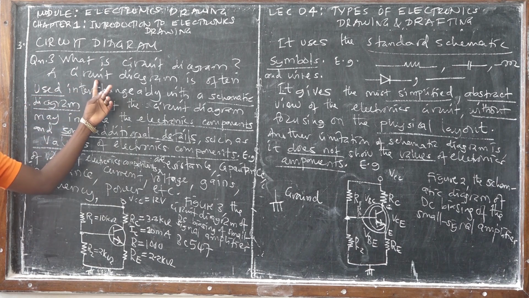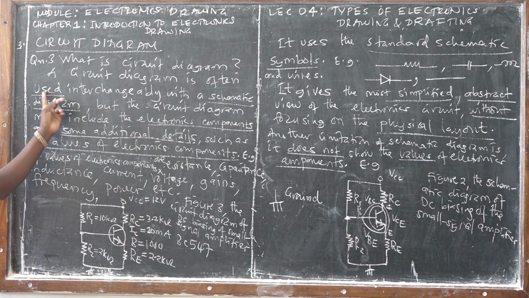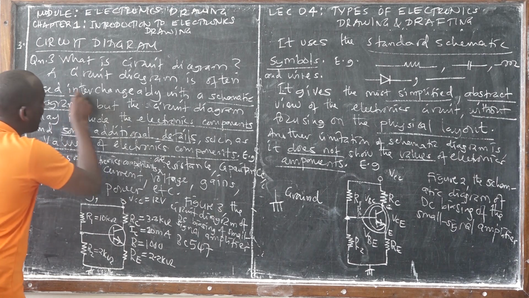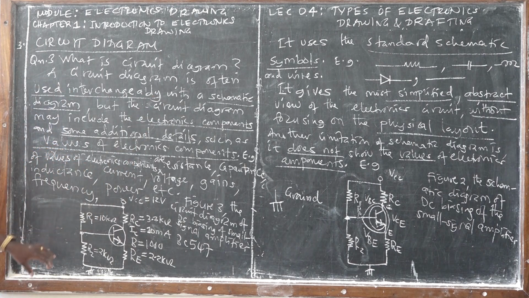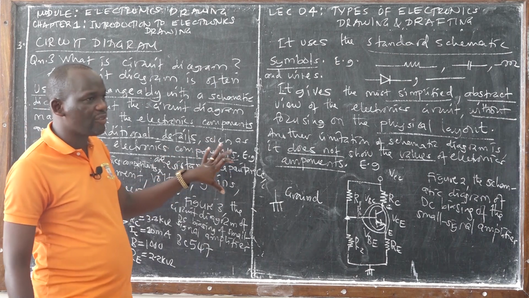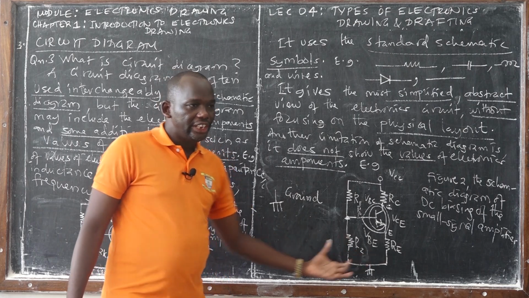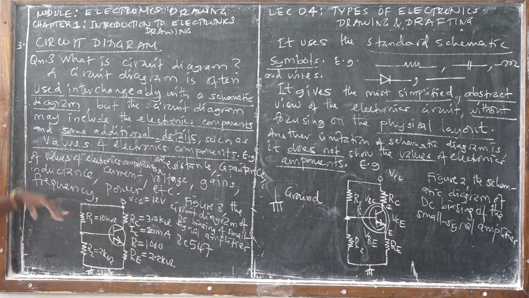We wrote from the definition. A circuit diagram is often used interchangeably. We see what is a schematic diagram. Some scholars may call this a circuit diagram, or a schematic diagram, or a schematic circuit diagram. But what is the difference? In a schematic diagram, we just have the electronics components. In circuit diagrams, or schematic circuit diagrams, we have to add the values of the electronics components used in that network.